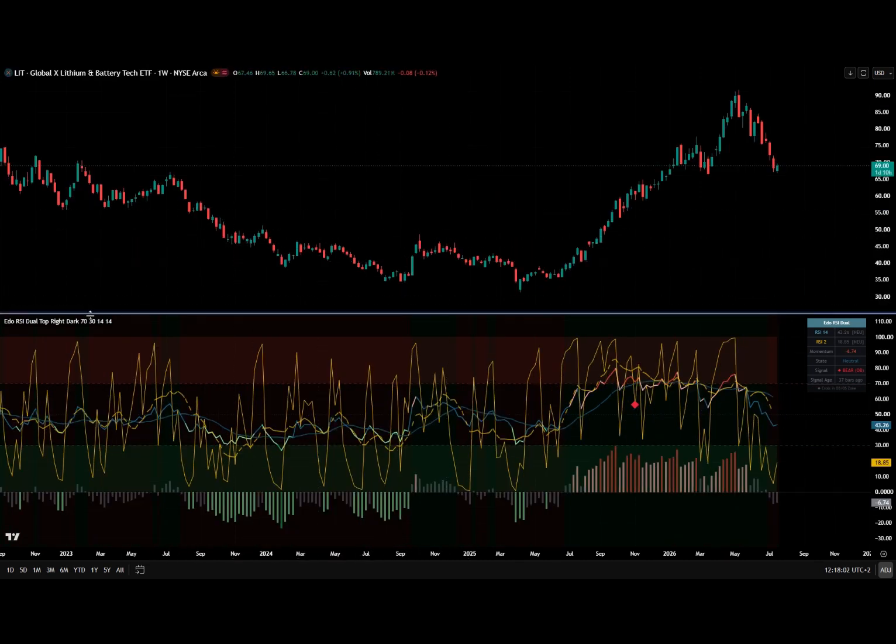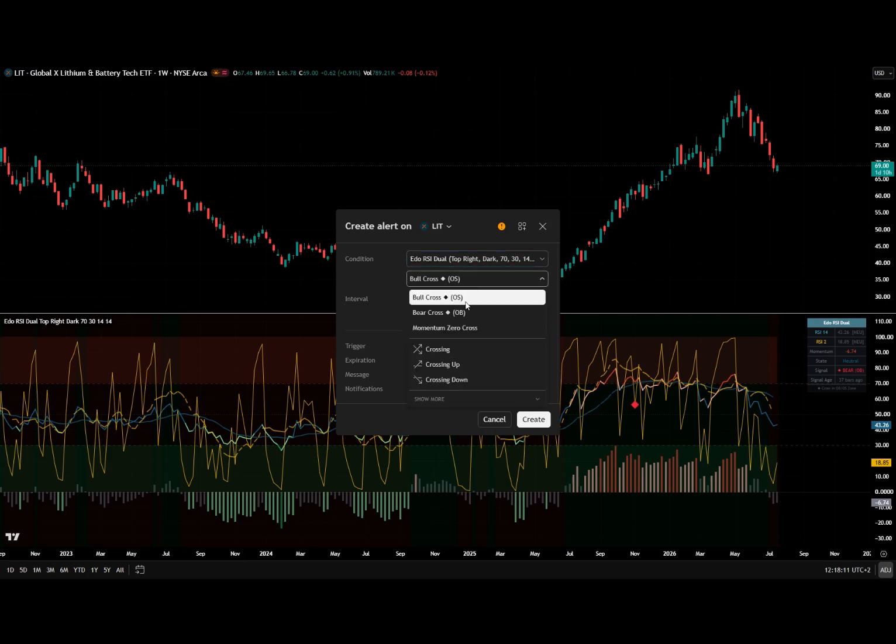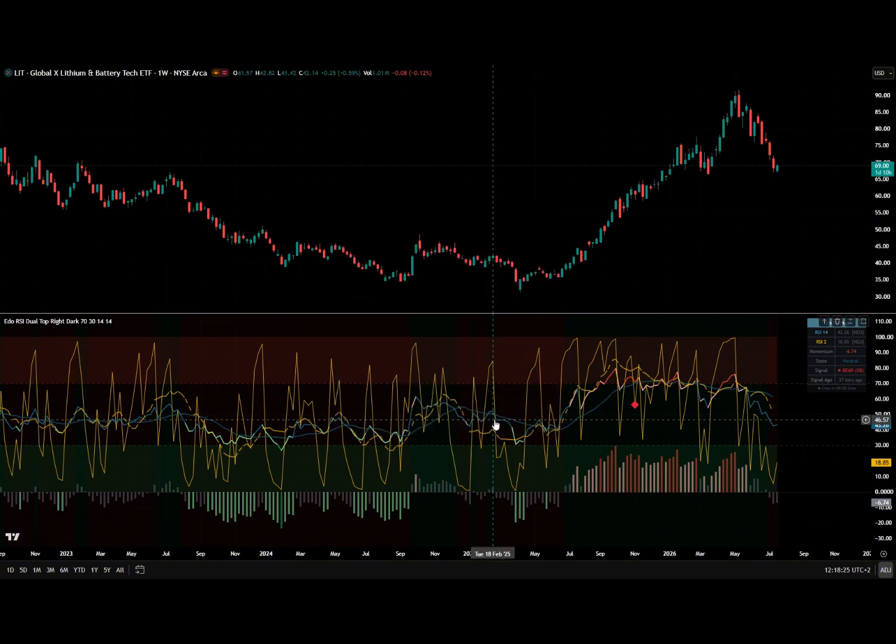The indicator ships with 3 alerts, and you reach them from the Create Alert dialog. The first 2 are the diamonds, a confirmed bullish cross in the oversold zone, and a confirmed bearish cross in the overbought zone. The third one fires when the 14-period RSI crosses the 50 line, which is the momentum flip. None of them is a buy or a sell order. They tell you that a condition has been met on the closed candle.